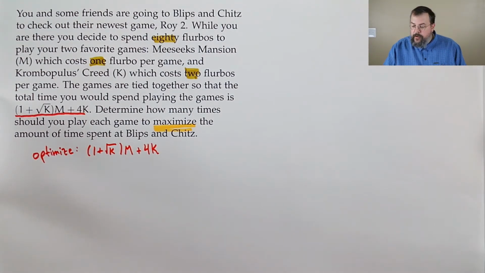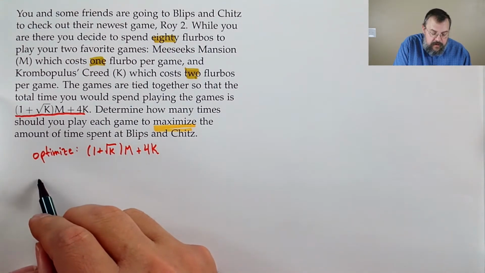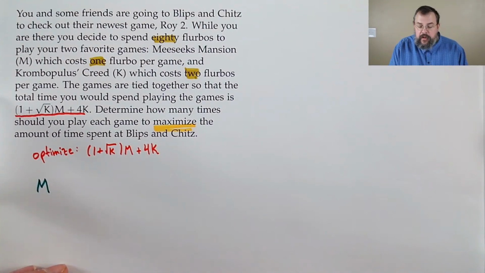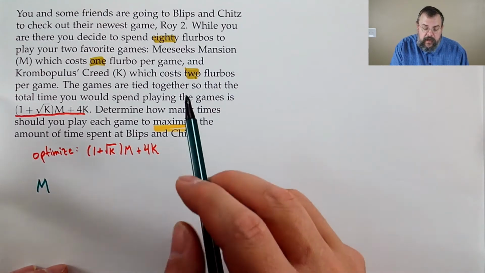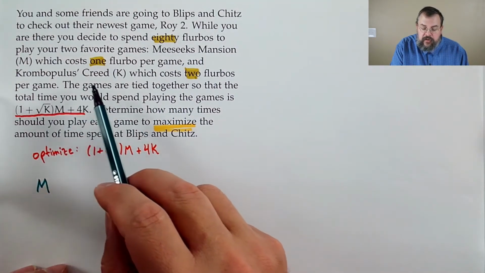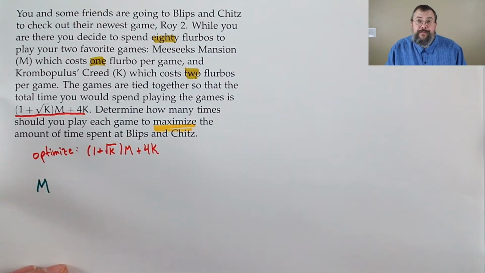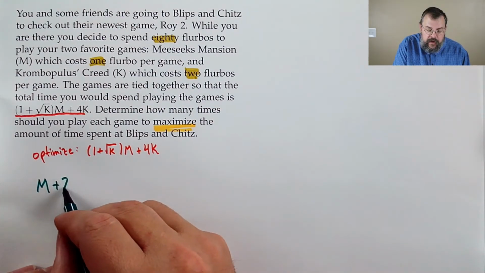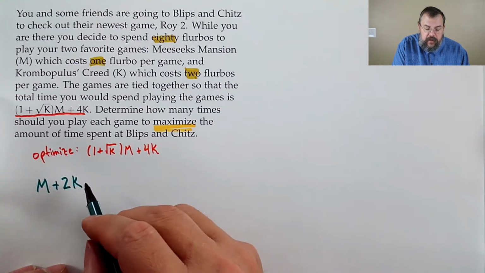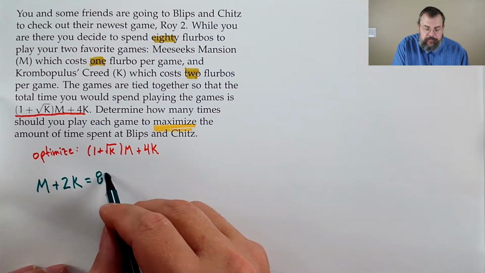So what do we have? Well, however many times we play Meeseek's Mansion, that's the number of flurbos we spend on Meeseek's Mansion. So we are going to spend m flurbos playing Meeseek's Mansion. And however many times we play Crumbopulous Creed, well, twice as many of that is how much we spend on it. So we're going to spend twice the k, and that's going to add up to 80.